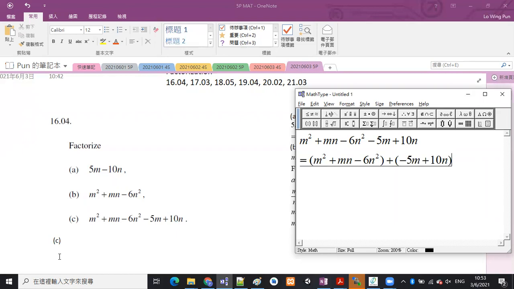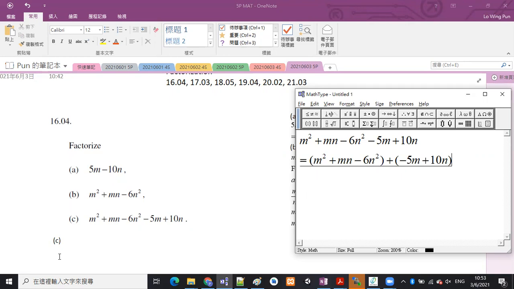So the first three terms is actually the question in part B, right? So they should be grouped in the same bracket. And then the two groups should always be connected by a plus. Okay, and then the remaining terms will just be put in the second bracket.